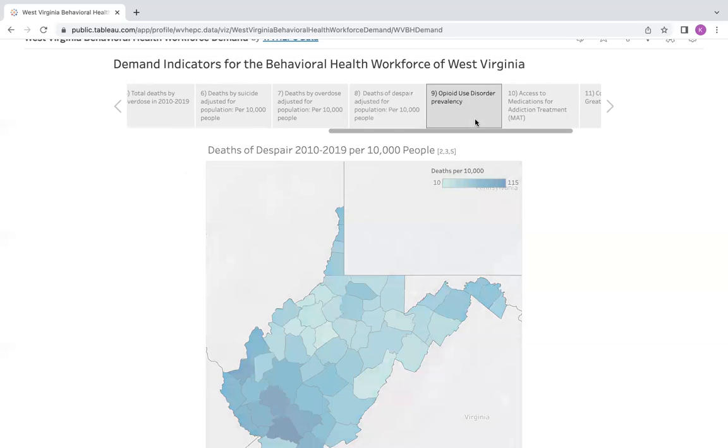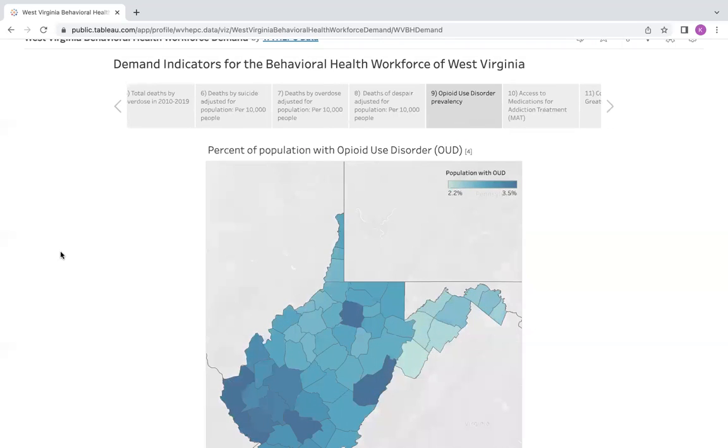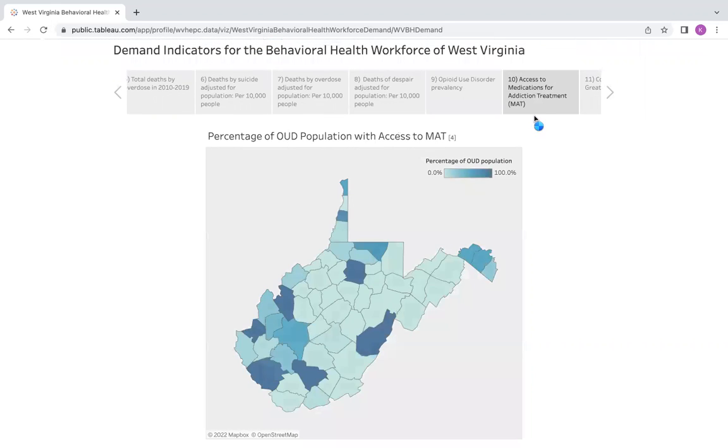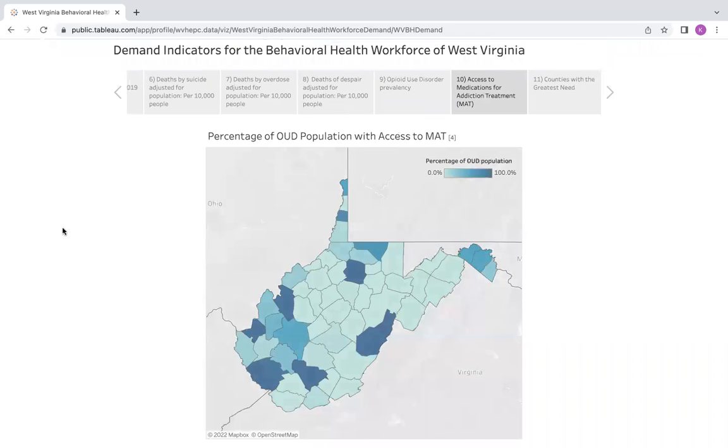Finally, we are looking at the opioid use disorder prevalency as a demand indicator. This is percentage of the population of the county. And this sheet looks at the percentage of the population that has opioid use disorder per county that has access to medications for addiction treatment.